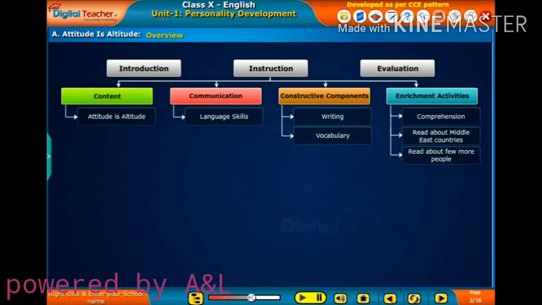All the activities pertaining to the 4 skills of language and their assessment are covered under the sections Communication and the Constructive Components. The enrichment activities are meant to widen the scope of the student's thinking and learning, thereby making him or her a global citizen. The extent of understanding of the module can be assessed by the student under the evaluation section.